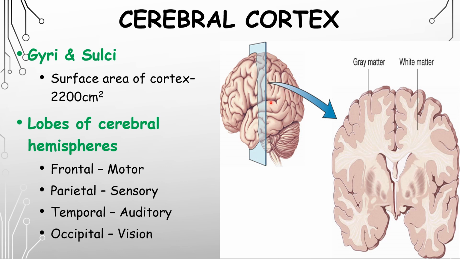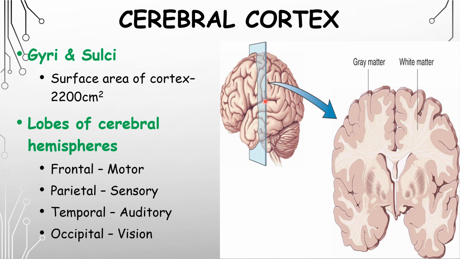The two things you have to remember are the central sulcus, which is this, and the lateral sulcus, which is this. The final one is the parieto-occipital sulcus. But the central and the lateral are very important to remember. These sulci divide the cerebral hemispheres into different lobes.